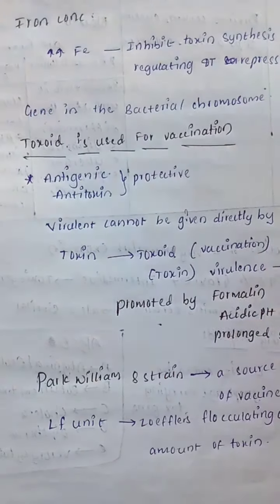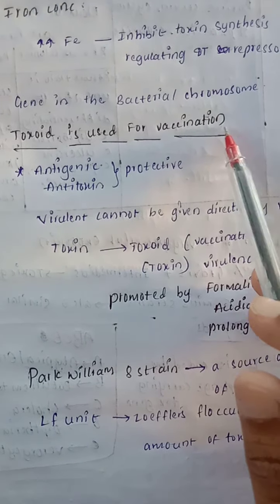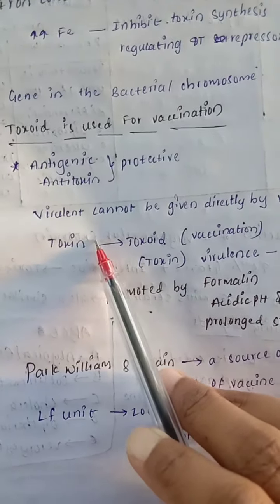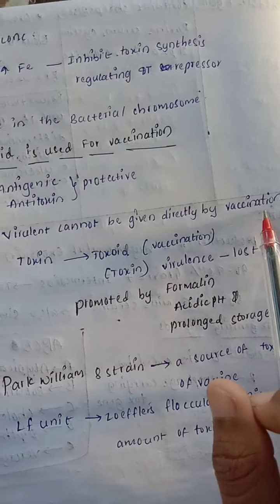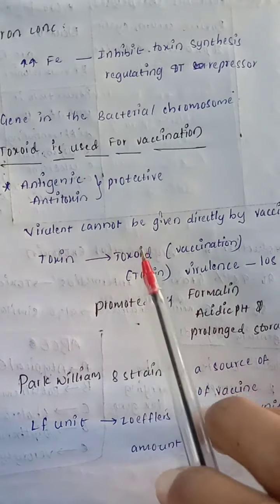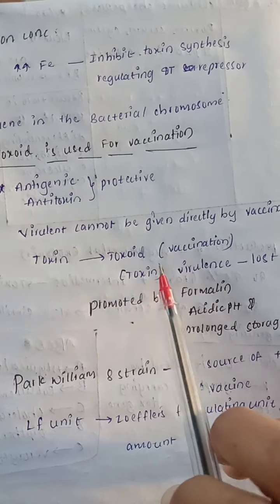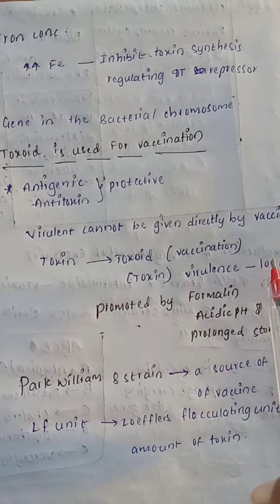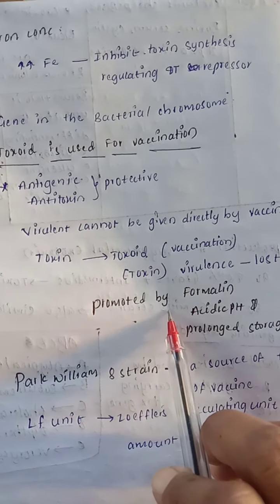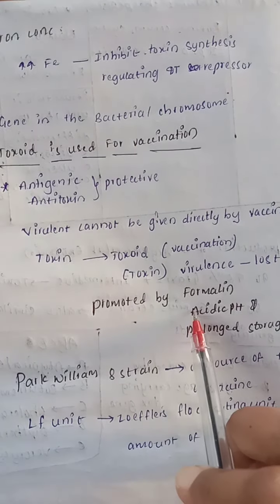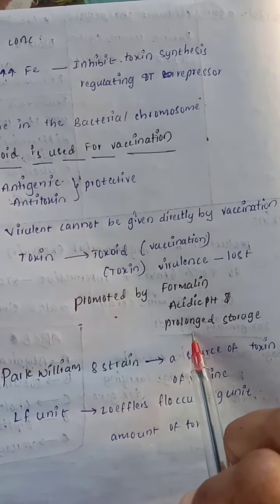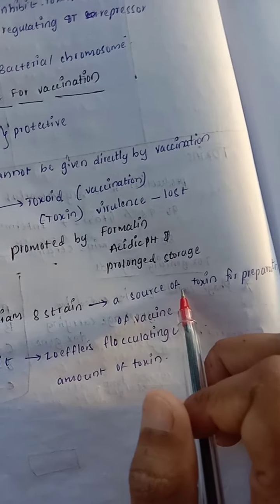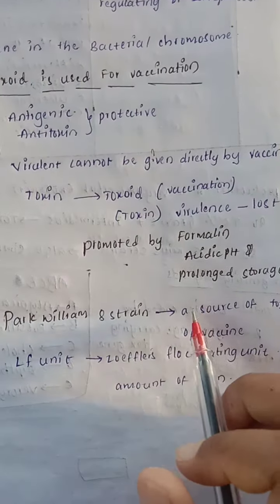Some of the toxoid is useful for vaccination. This toxin is antigenic, and the antitoxin is protective. The virulent toxin cannot be given directly for vaccination, because the toxin has to be converted into toxoid. In toxoid form, the virulence, which causes the disease, is lost. This can be promoted by formalin, acidic pH, and prolonged storage. Now the Park-Williams 8 strain is one of the sources of toxin for preparation of the vaccine.